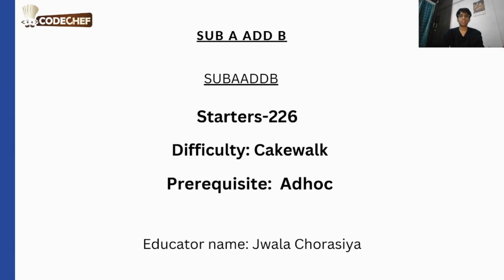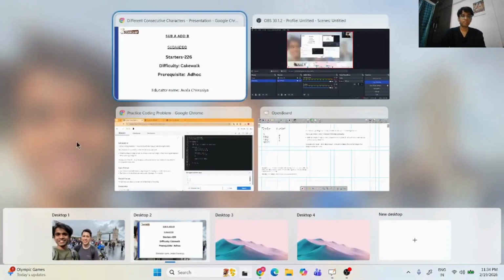Myself Jwala Chorasi, and today we are going to solve the problem which came into Starters 226. The name of the problem is Sub A Add B. The problem code is SUBAADDB. The difficulty rating of the problem is cakewalk and the prerequisite is ad hoc. Let's start with reading the problem statement over here.